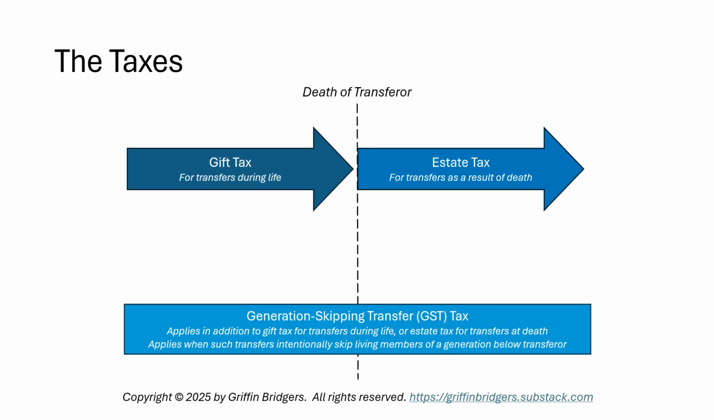With that being said, we generally have gift tax that happens for transfers during life and estate tax for transfers as a result of an individual's death. Then we also have a generation skipping transfer tax, which is another layer that can apply both to transfers during life or transfers at death that, as I mentioned earlier, intentionally skip living members of the generation below the transferor.